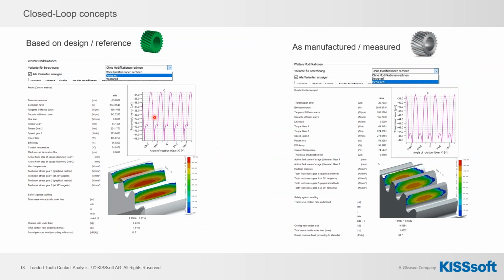So here is an example, a gear as per design and a gear as measured. And we can clearly see here there is a shift in the contact pattern due to manufacturing deviations. And now the design engineer can sit together with the manufacturing department and say, is that okay or not okay? So can we accept this part or should we reject this part and maybe improve the processes or improve the quality?